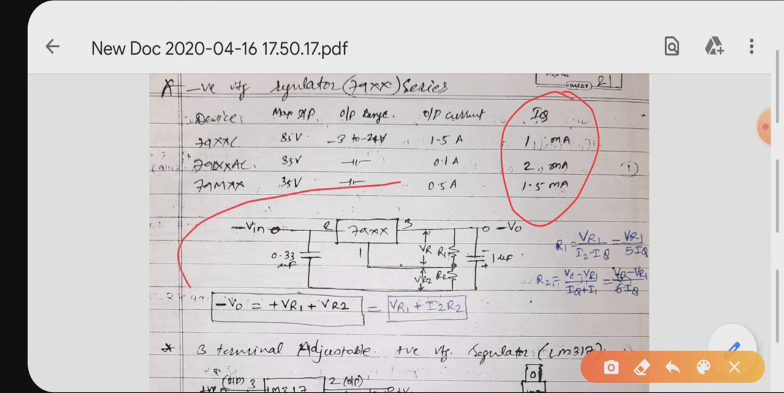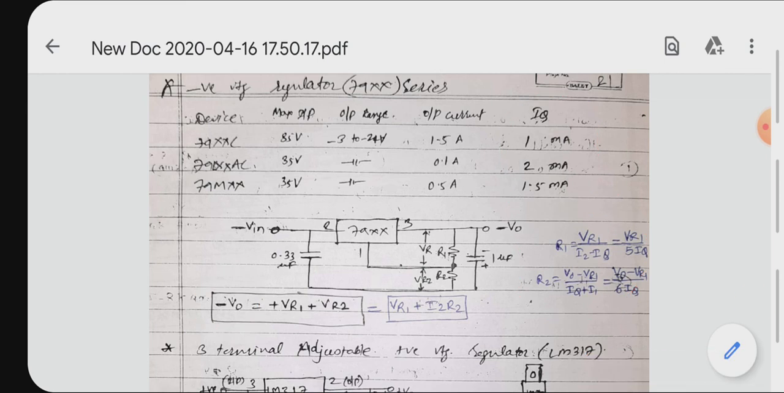What is the difference? The difference is that there will be a negative sign in the output voltage: minus VO is equal to VR1 plus VR2. All other formulas are the same. The values of R1 and R2 cannot be negative, therefore the same formula has to be used. Only while calculating the output voltage you have to put a negative sign here. So this is what I wanted to say about fixed voltage regulators.